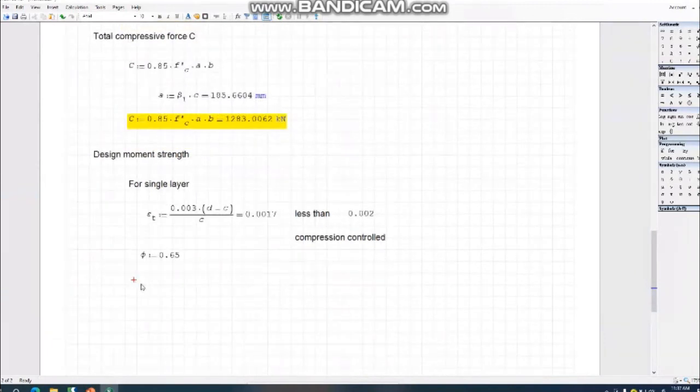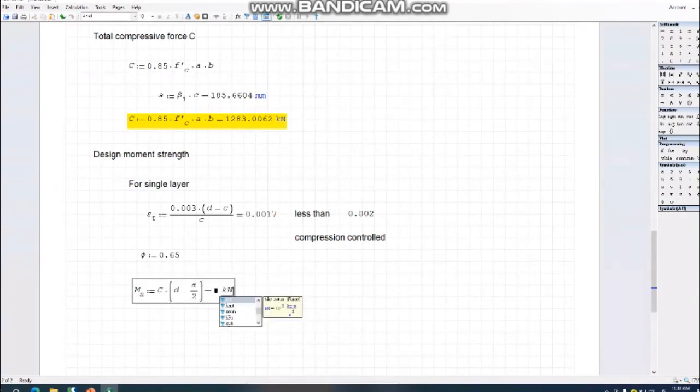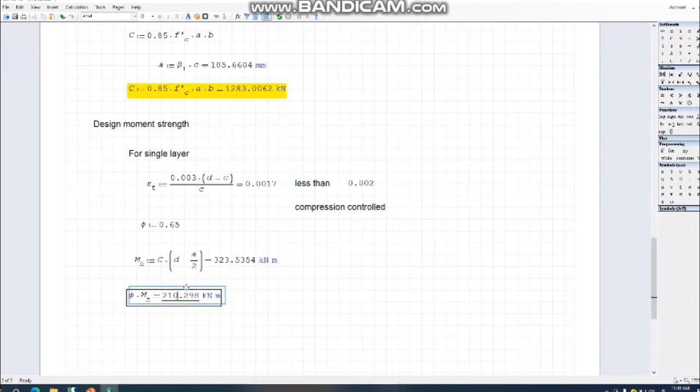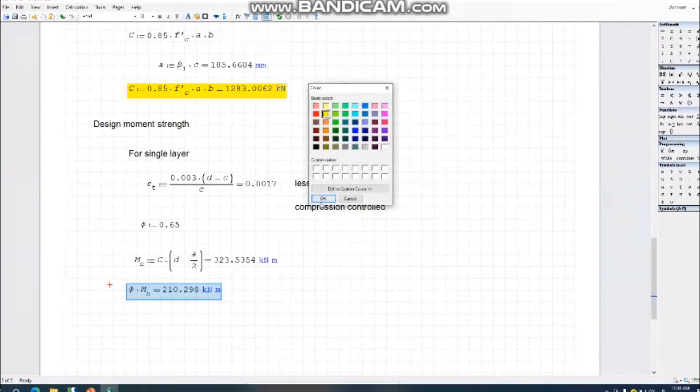So, atong MN. Since kinumpute na nato si C, pwede natin C times the quantity B minus A over 2. Okay? So the Newton meter. And finally, design moment strength, that would be phi times MN. This is the answer, no?